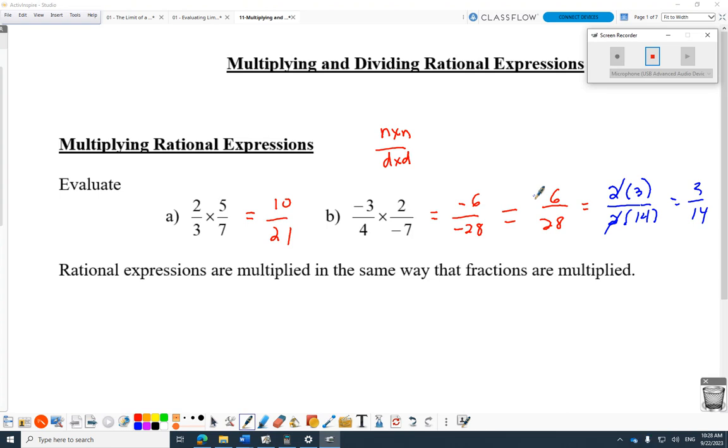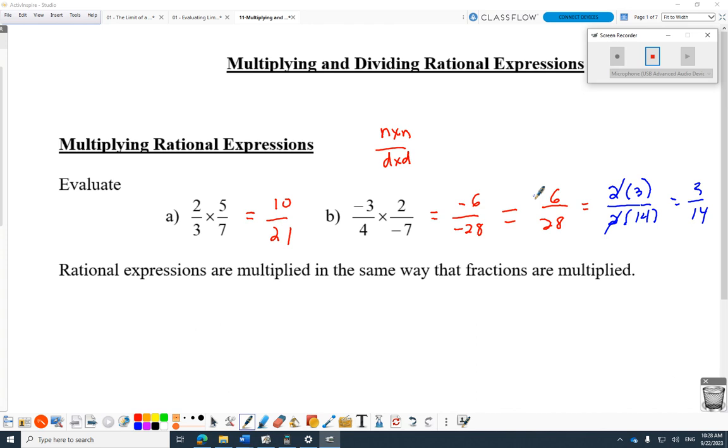Multiplying and dividing rational expressions are actually pretty straightforward. If you didn't like fractions, you might like this, multiplying fractions. I've shown a couple of examples up there of how we used to multiply fractions. It's just numerator times numerator and denominator times denominator. 2 times 5 is 10, 3 times 7 is 21.